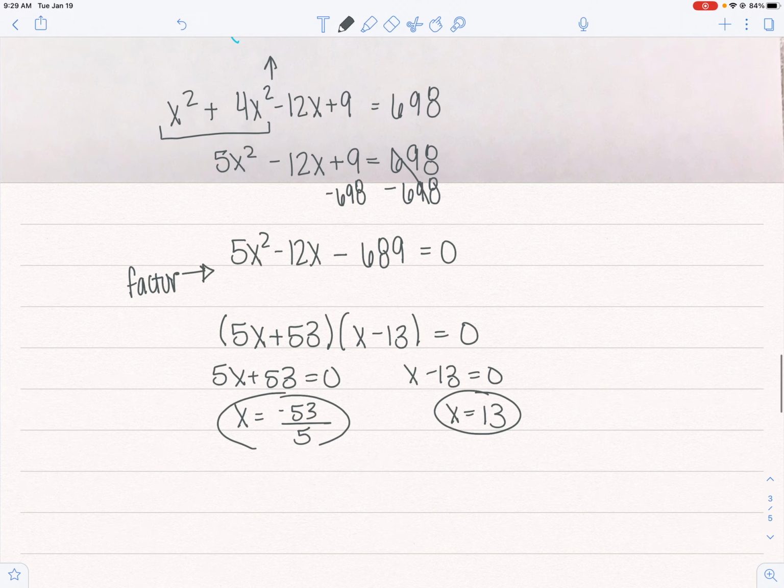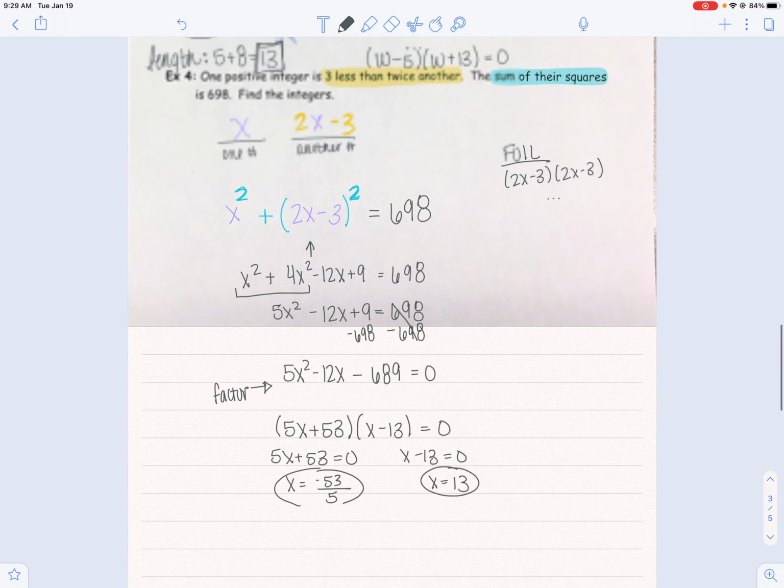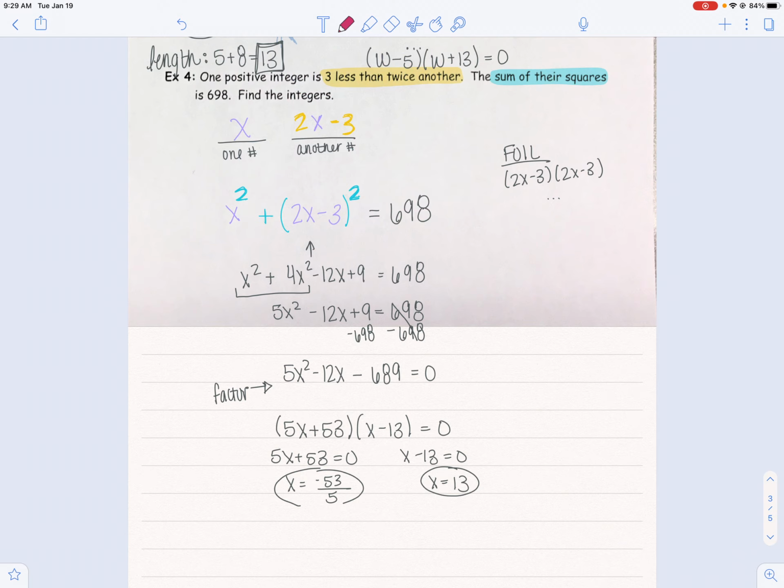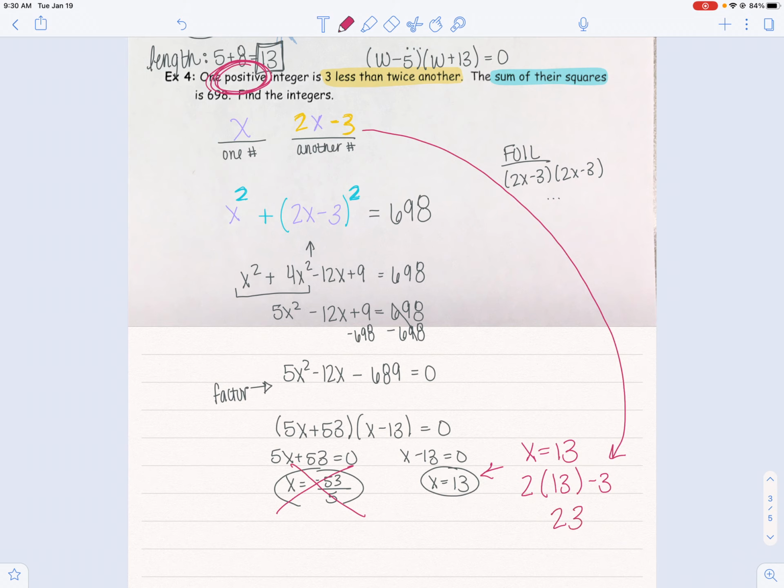Now again, just like before, I need to check my answers. This says that one positive integer is 3 less than twice another. So because it says positive integer, I'm actually going to toss that one out. And so my answer is x equals 13. The other number is going to be 2x minus 3, which is 2 times 13 minus 3. So I'm plugging it in right there. And then my two numbers will be 23 and 13 will be my two answers.